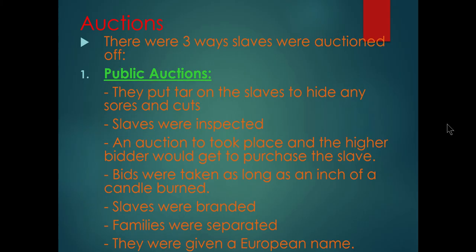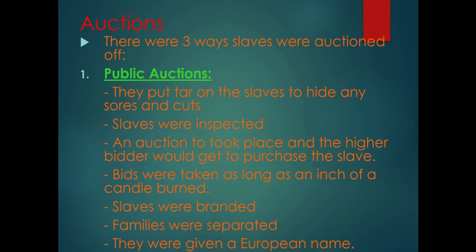All right, so let's talk about the auctions. There were 3 types of ways that slaves were auctioned off. The first way were public auctions. They would put tar on the slaves to hide any type of sore or cut that they had, just to make it look like they were more healthy. The slaves were inspected, and an auction took place where the highest bidder would get to purchase the slave.